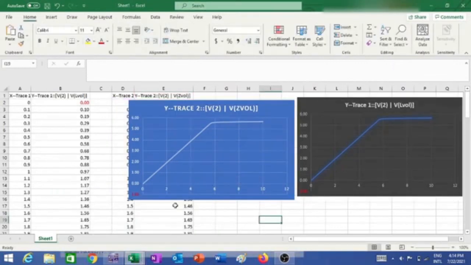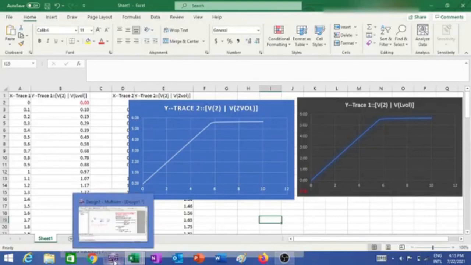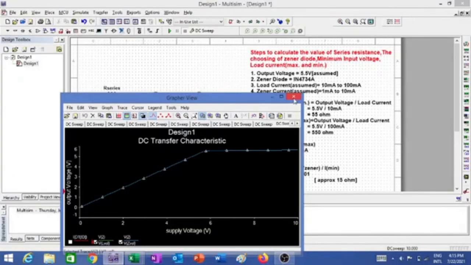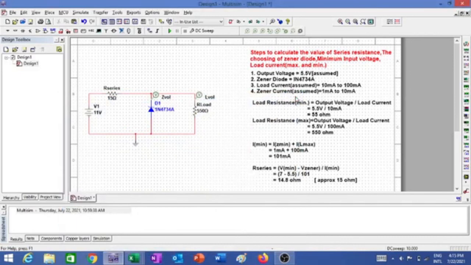So here again we understood that yes, it is working as a voltage regulator. So from this experiment it is clear that whether it is line regulation or load regulation, the Zener diode works as a voltage regulator.